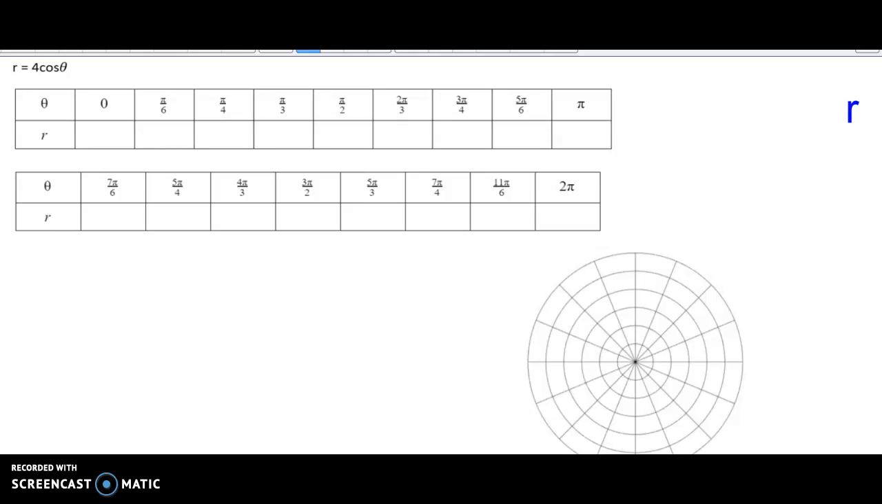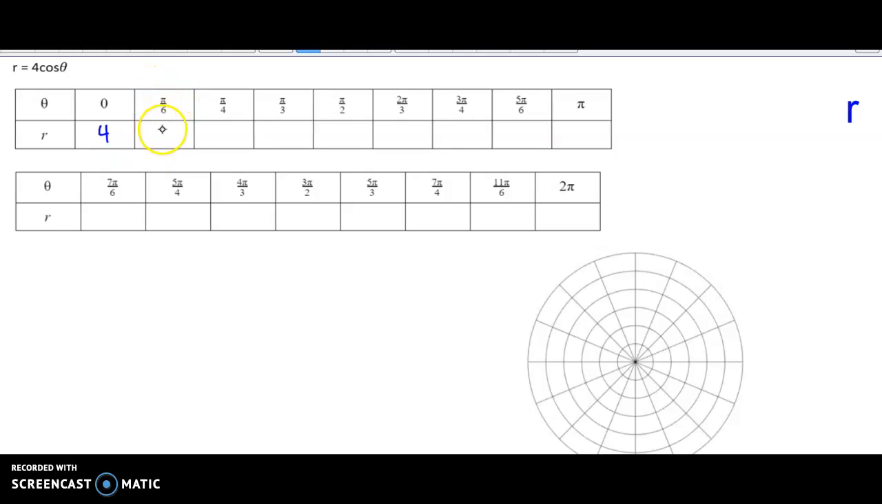Alright, so for yesterday's lesson, you had something very similar to do. I gave you a table very similar to this one that you see here on the screen. And all you have to do, for now, is take all of these theta values, plug them into the equation for theta, and then work it out. So for instance, if theta is equal to 0, we plug in 0 for theta, and you get r equals 4.